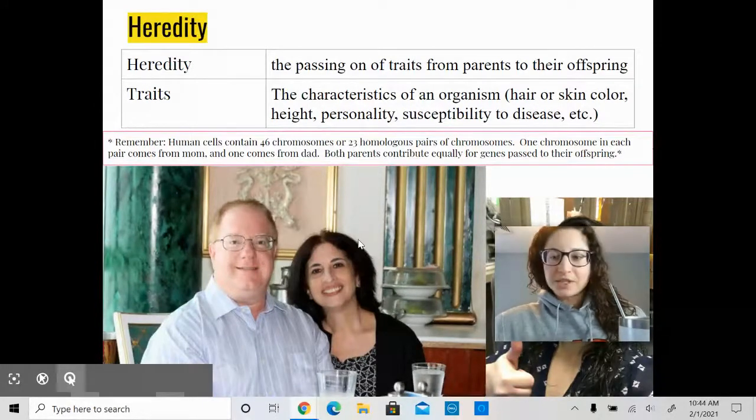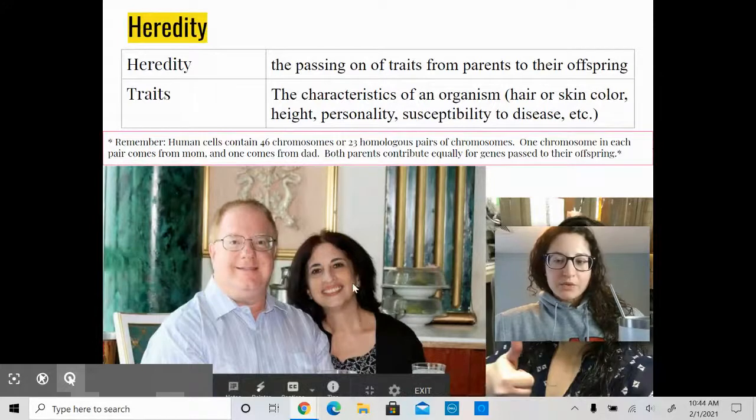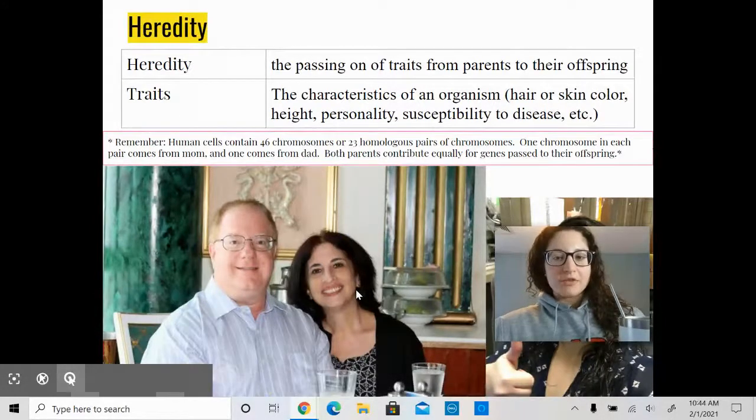Anyway, just a reminder before we continue that we are going to be talking mostly about human genetics here. So human cells contain 46 chromosomes in total, or 23 pairs of chromosomes, which means that I got 23 chromosomes from my dad and 23 chromosomes from my mom for a total of 46. So even though I may look more like one parent to you than the other, both of them did contribute equally to my genetics and my characteristics. And we're going to be getting into why I might look more like one parent or the other.